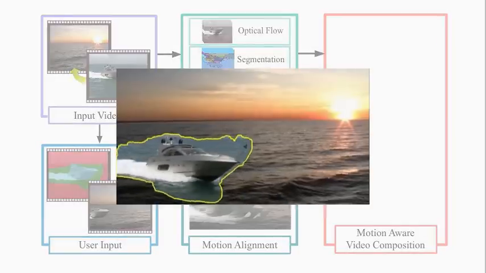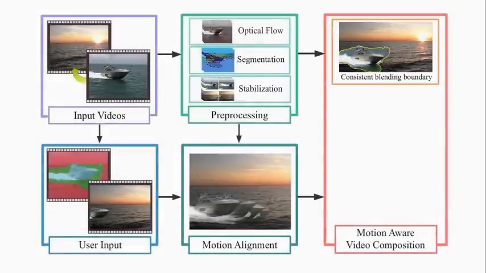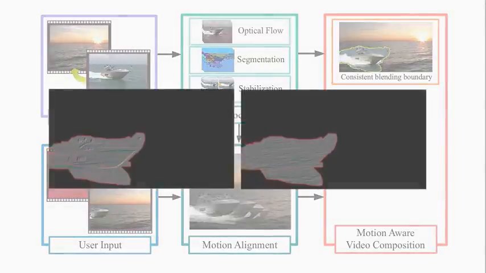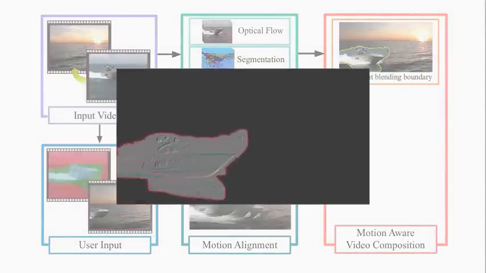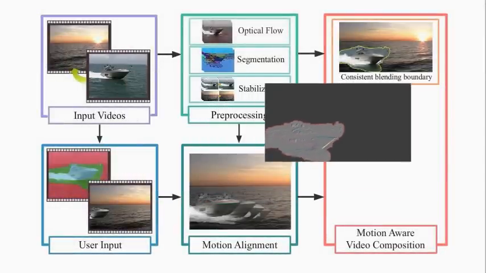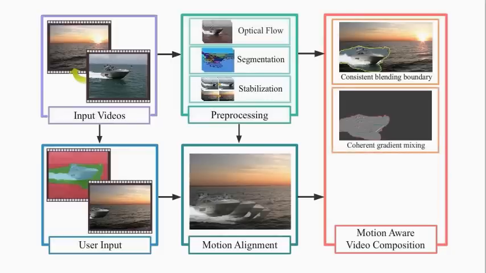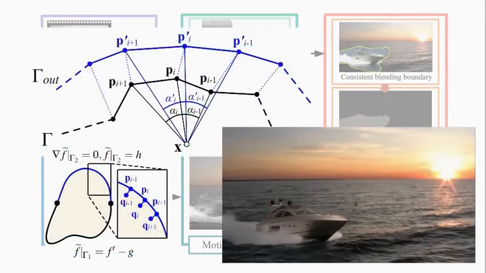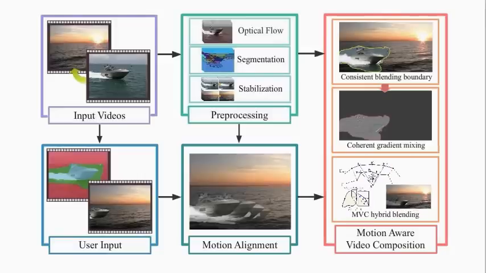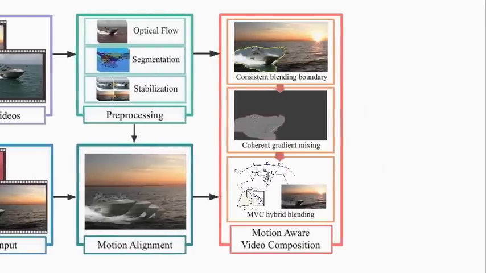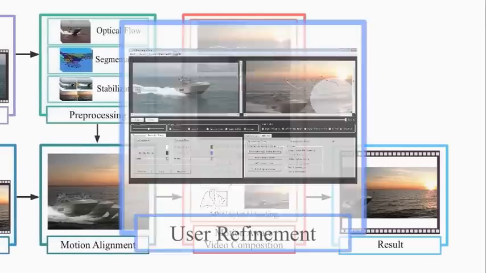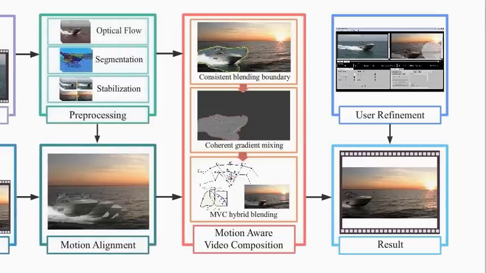Our method first optimizes the blending boundary to reduce the flickering near the boundary. Then, coherent mixing of the source and target gradients takes place to reduce the artifacts caused by different motions in the source and target video. Next, we apply temporal consistent mean value coordinate hybrid blending. Consequently, the user can interactively edit the object motion.